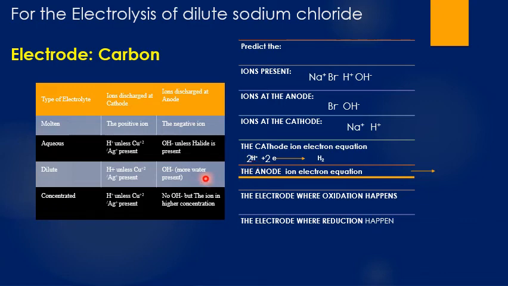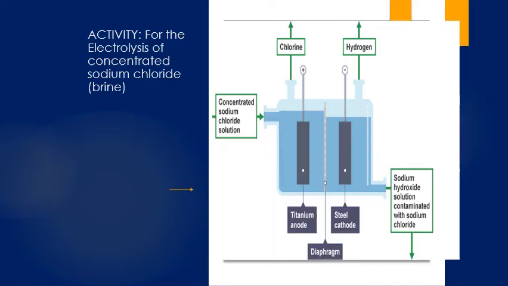Good job. Now, what about the anode reaction? For the anode reaction, it's OH negative because you have more water. So this is your anode equation: OH negative becoming water and oxygen. OH negative producing H2O plus oxygen. That is your anode equation. Now the electrode where oxidation happens is the anode, where reduction happens is the cathode. Good job.